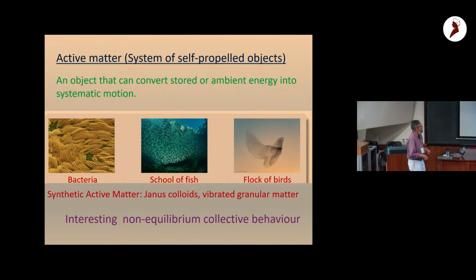So again, this is something that I don't have to go through. I mean, all of you are familiar with active systems. These are systems consisting of objects that can move by themselves, so to speak. They can convert energy into systematic motion. Many of these are actually systems of living objects, but there are also now many experiments on synthetic active matter.